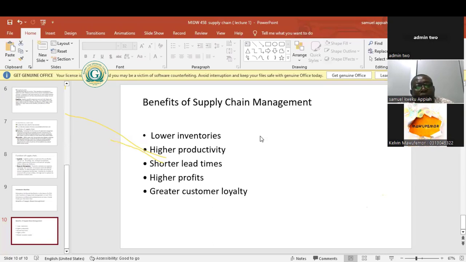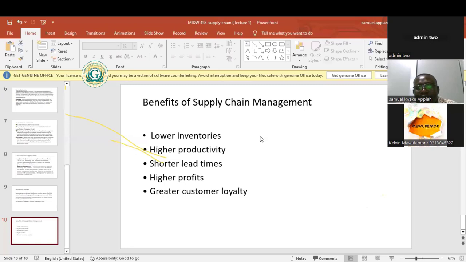Why greater customer loyalty? When you are able to deliver, if you have all the inventories, all the stock, all the equipment you need to deliver as a health professional, then people will be happy with you. Is that not it? When patients come and you have the equipment that you need to deliver, they feel happy, rather than saying, oh, we don't have this item, go to the next hospital. Next time, they won't come there.